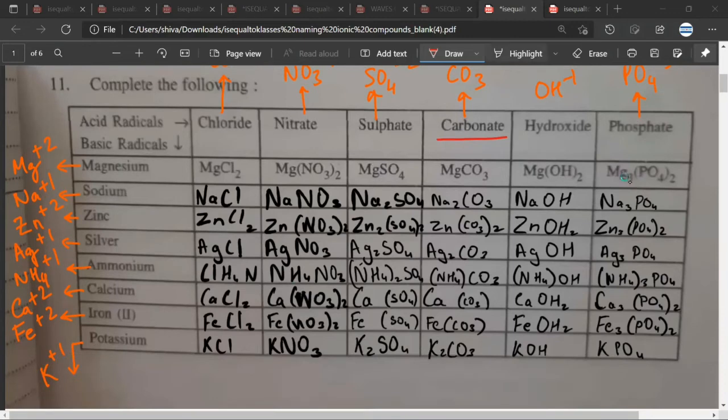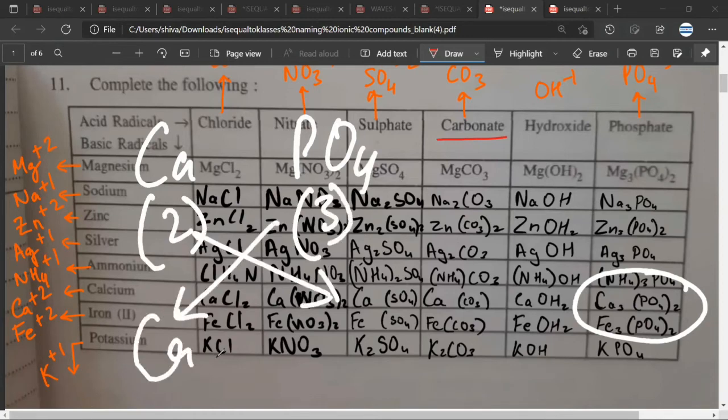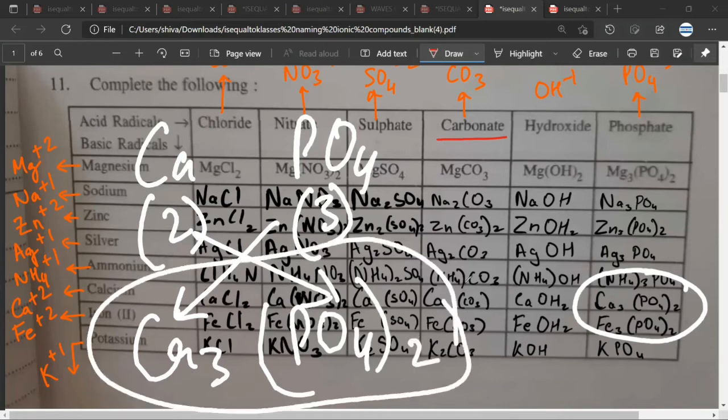Okay. Is this correct or incorrect? Mr. Satya. Sir, it's correct. It's correct. Ca has a valency of 2, phosphate has a valency of 3. We do crisscross. This would be Ca3(PO4)2. So this is the correct formula.